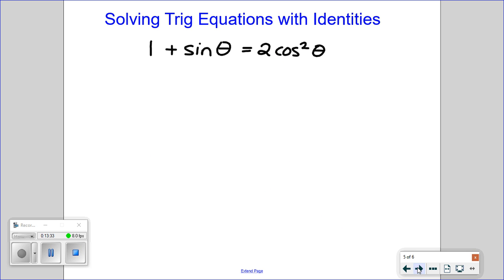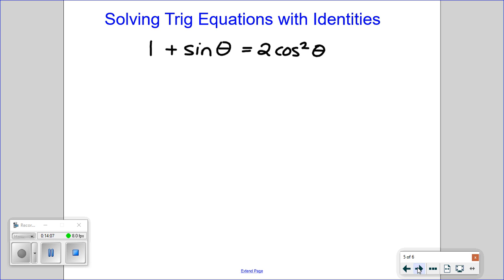Okay, you guys. The next scenario we're going to look at is when we have to use a trig identity. Okay. So in this equation, we've got 1 plus sine theta equals 2 times cosine squared theta. So, I'm noticing that we've got 2 different trig functions. And even if I did set the equation equal to 0, I couldn't factor it the way it is right now.